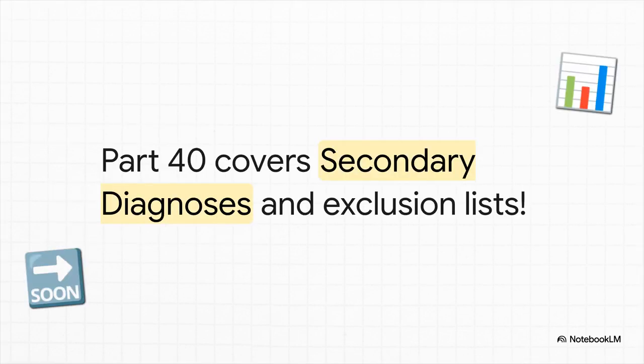In our next explainer, Part 40, we're going to tackle the other side of this inpatient reimbursement equation. We'll be diving deep into secondary diagnoses, the incredibly complex logic behind complications and comorbidities, the CCs and MCCs, and exactly how exclusion lists can completely change your final DRG calculation. Trust me, you will not want to miss it.